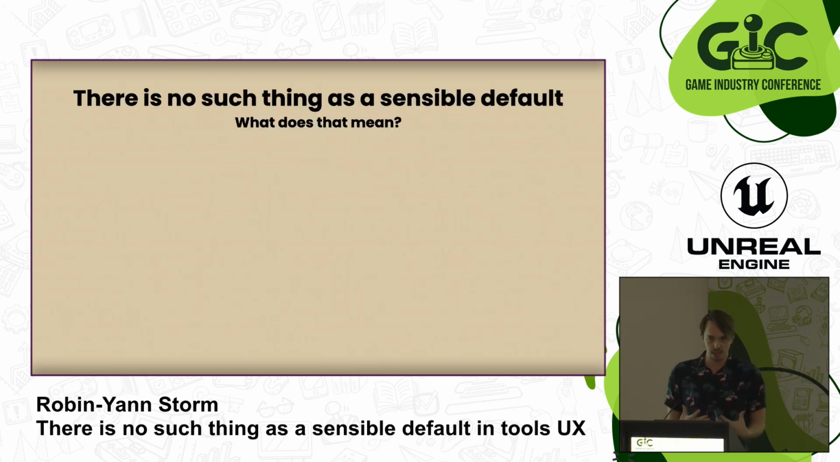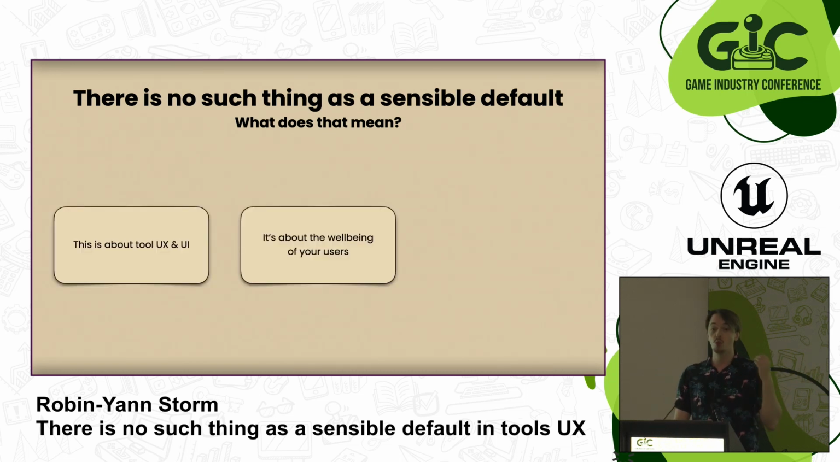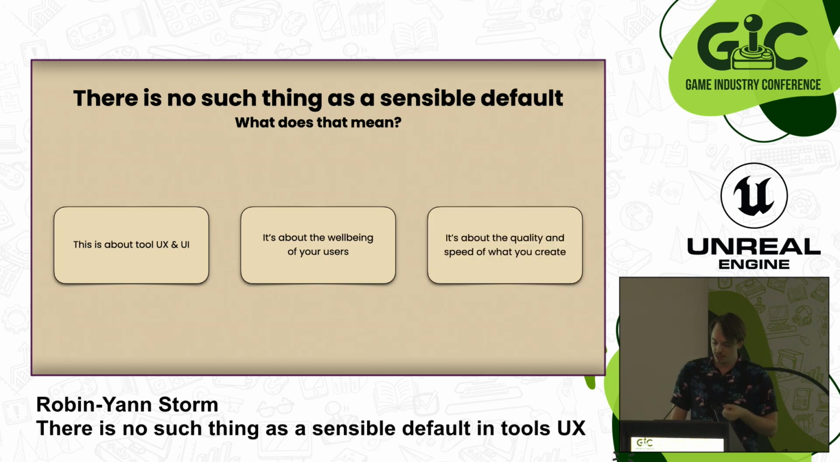What does that mean? Well, this is about tool UX and UI. It's about the well-being of your users, and it's about the quality and speed of what you create. So let's take a look at some examples.